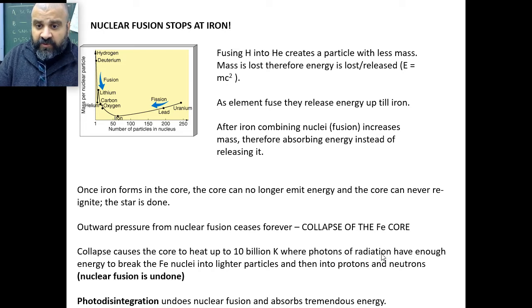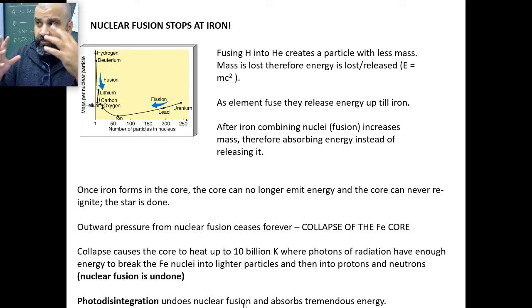So the photons of radiation have enough energy to break the nuclei. There's so much energy being released from this heat that the iron nuclei, the iron atoms, are broken apart into their basic constituents, the protons and the neutrons. So in essence, all that fusion that's happened is undone. Atoms are gone. We now have subatomic particles. We call this photodisintegration. Photodisintegration undoes nuclear fusion.